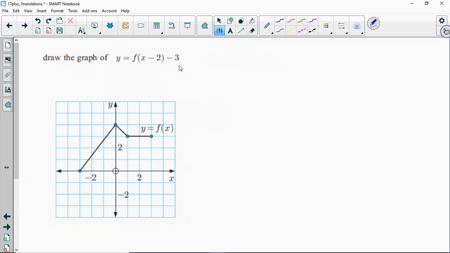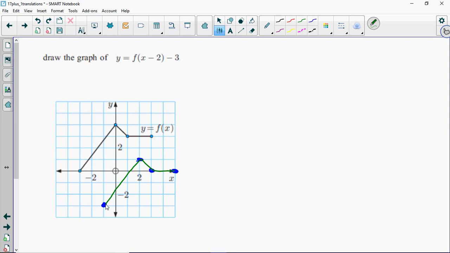What I recommend doing for this is to take each of the end points of the various line segments and shift those. And then we can just connect those points with line segments, and we're done. The new graph has been drawn.